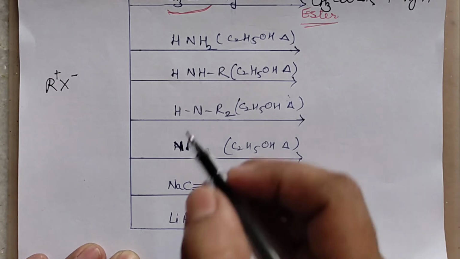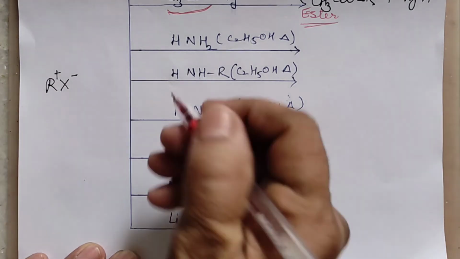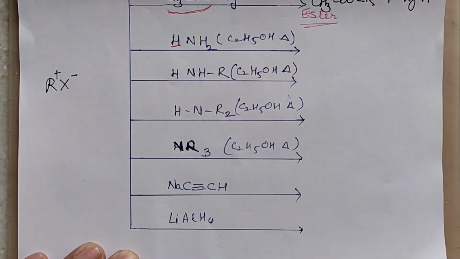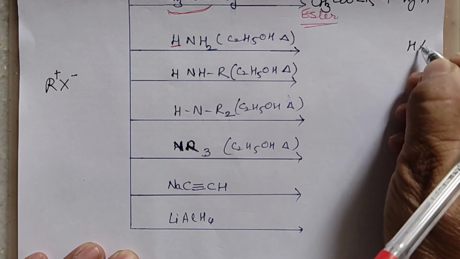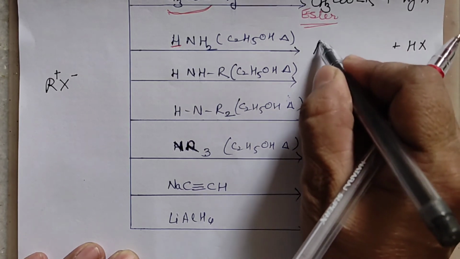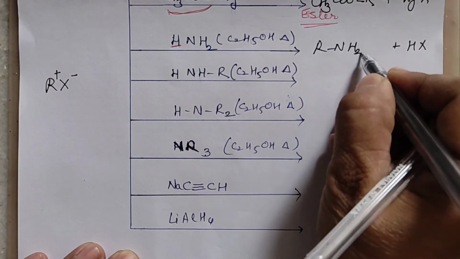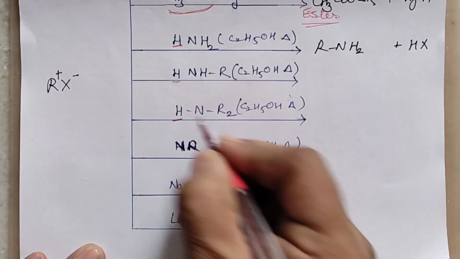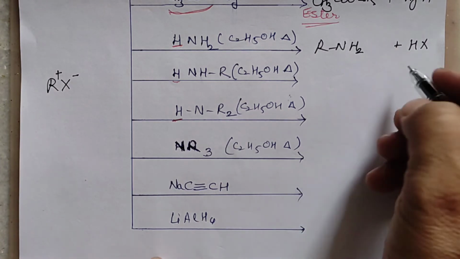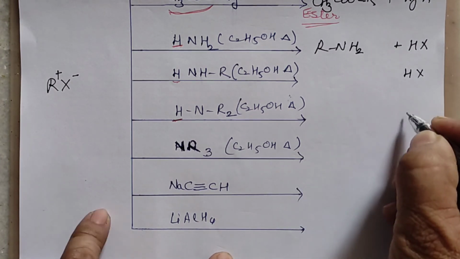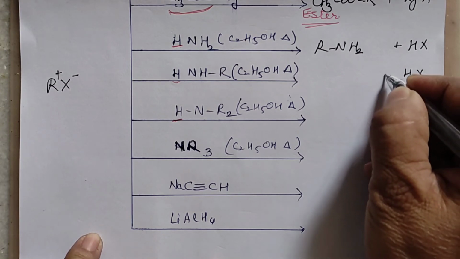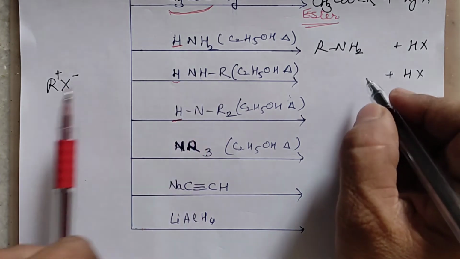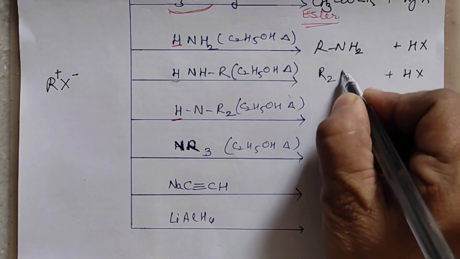So in all of these, what is going to happen here? Very simple to write the product. In each case, what you will do is this H and X you will remove as HX. Apart from that, what is left over? RNH2. In all these cases, wherever H is there, you remove them as HX. So in all these cases, one product is HX. Apart from that, what you are getting, just see here. So this is NH and 2 R's are there. So it is R2NH.